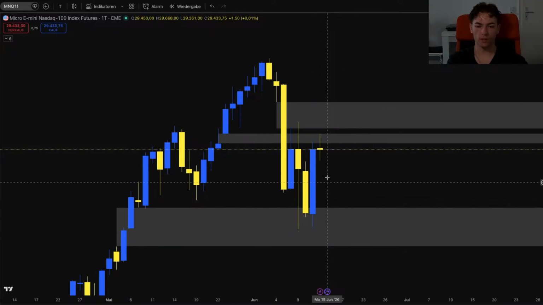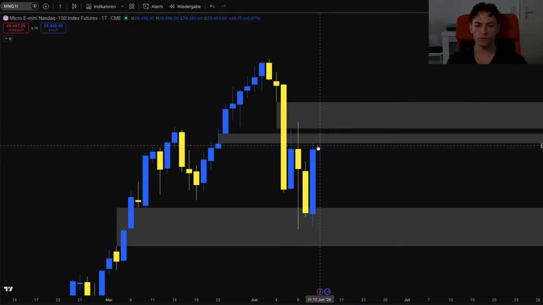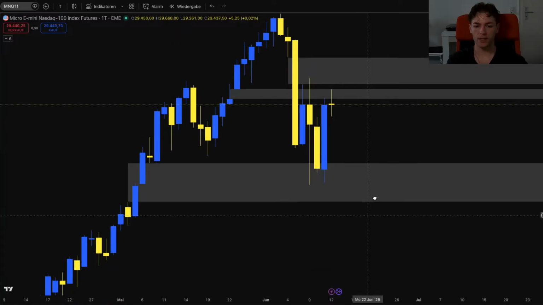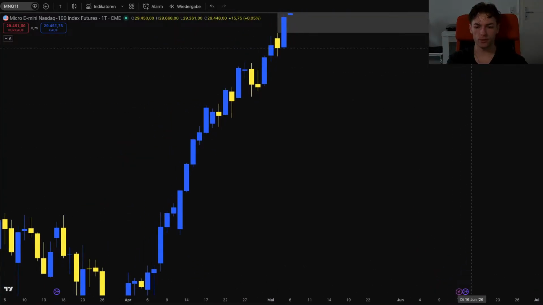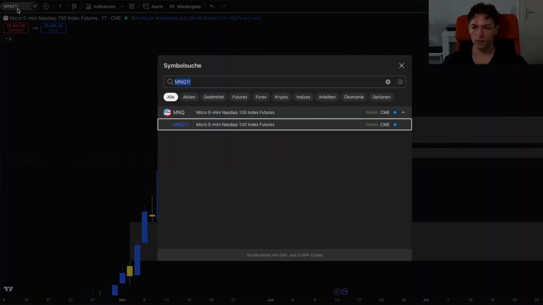We are in between these PD arrays, so we have two options, okay? We either trade higher and trade above this one. If we trade above this daily fair value gap and close above it, then I'm bullish. If we close below this weekly fair value gap, close below it, then yeah, we're likely to continue lower, okay? So far we are kind of in between these two PD arrays, okay?